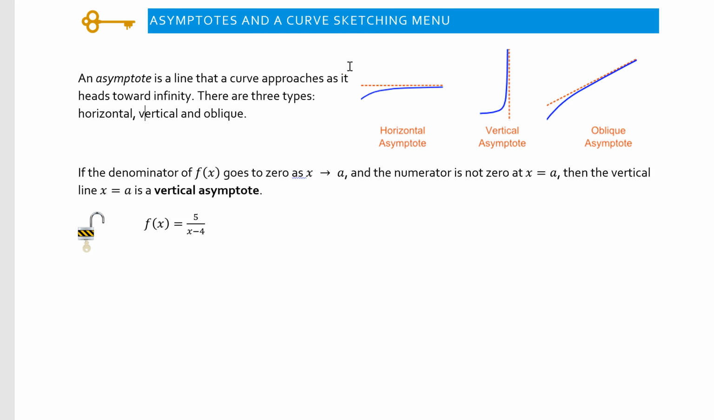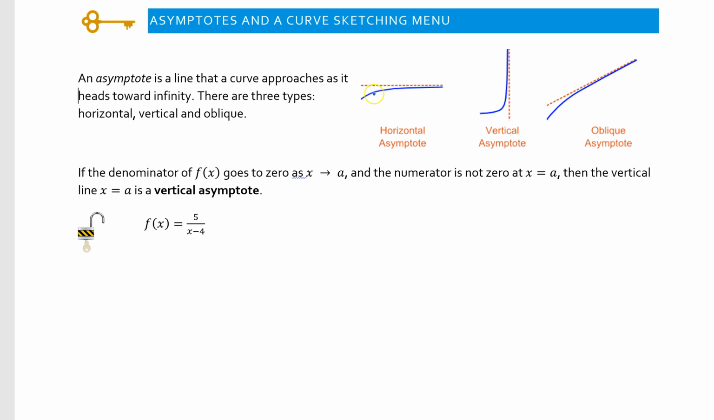Hello mathematicians, we're now going to have a look at asymptotes and then we're going to move on to a curve sketching menu. So, an asymptote is a line that a curve approaches as it heads toward infinity, it being the curve. So as the curve goes towards infinity, it approaches an asymptote. And there are three types.